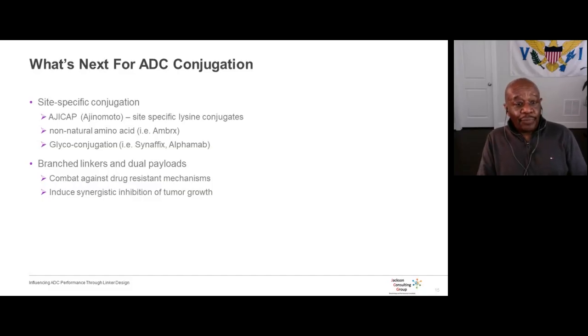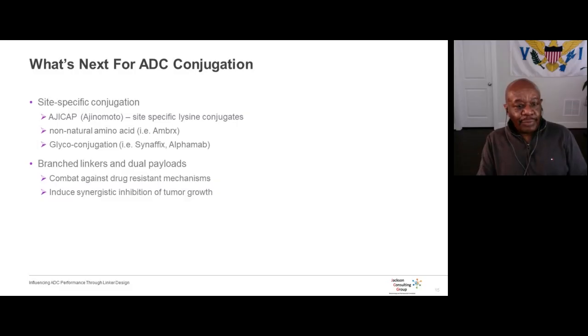So what's next coming for ADCs? I've talked about what we already know about ADCs and the linkers, but what's coming next? And really it falls into two categories. One is site-specific conjugation, and the other is using branch linkers to accommodate dual payloads. For site-specific conjugation, I'm going to show some specific examples using primarily Ajinomoto's lysine site-specific conjugation technology, because I think this is interesting. There's about 92 lysines that are available for conjugation using the stochastic method. And most of the time for site-specific, we're using cysteine. So this is a little bit different take on the site-specific conjugation.